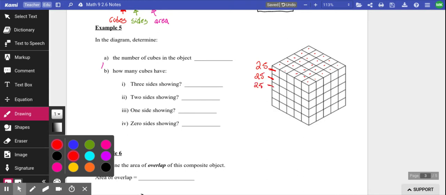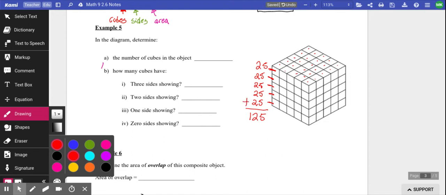This layer would have 25. This layer would have 25. This layer would have 25. For a total of 125 total cubes. So that is definitely a way that you could tackle that problem. Figure out how many are on the top layer, and then every layer would have that many cubes. And that's what we're doing. Top layer 25, so each one has 25, and then just add them all up.